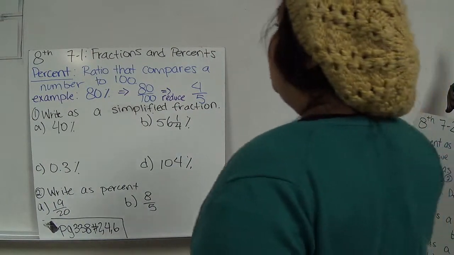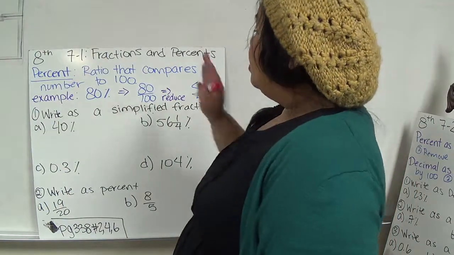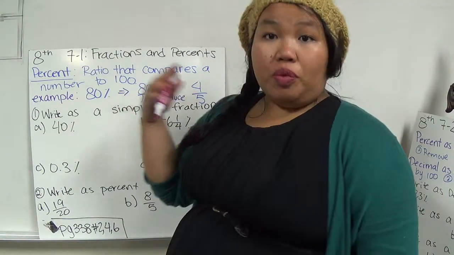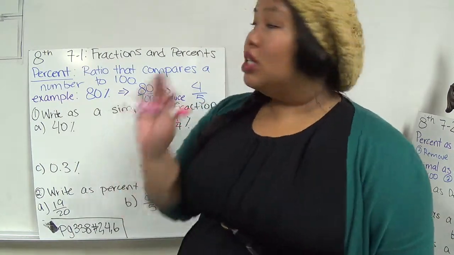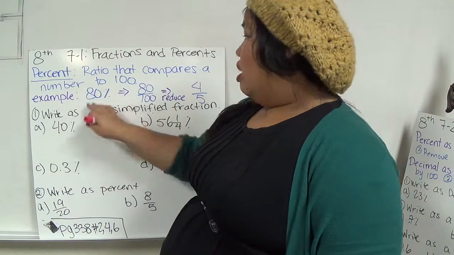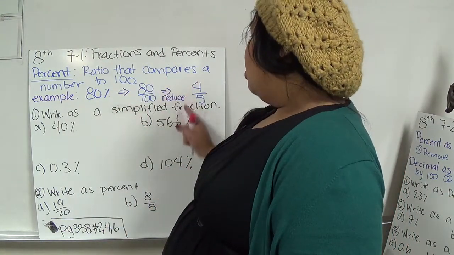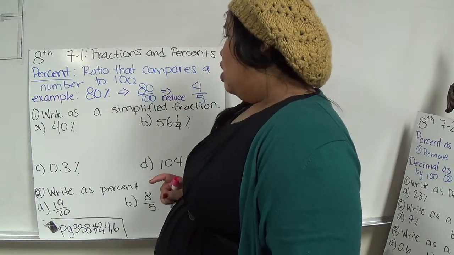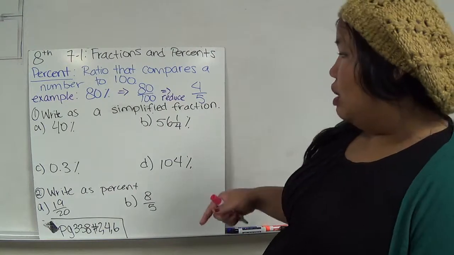In 8th grade, section 7.1, we're dealing with fractions and percents. So percent is a ratio, which is what we've been dealing with last section, but it's a ratio that specifically compares a number to 100. So for example, 80% is the value of 80 to 100, and I can reduce it to 4/5. So if I put this into a fraction, I have to then simplify it.